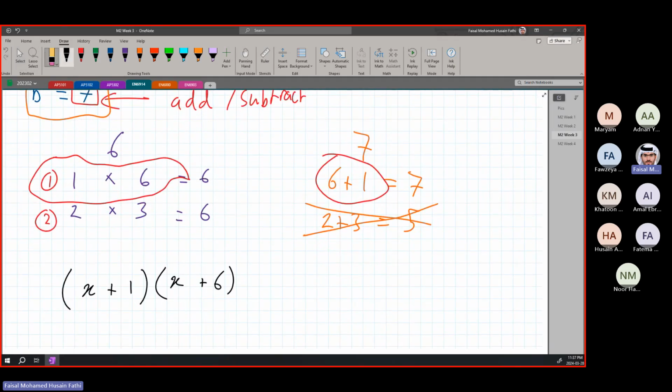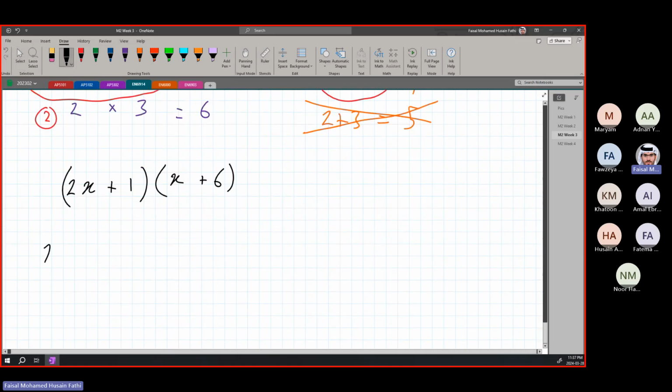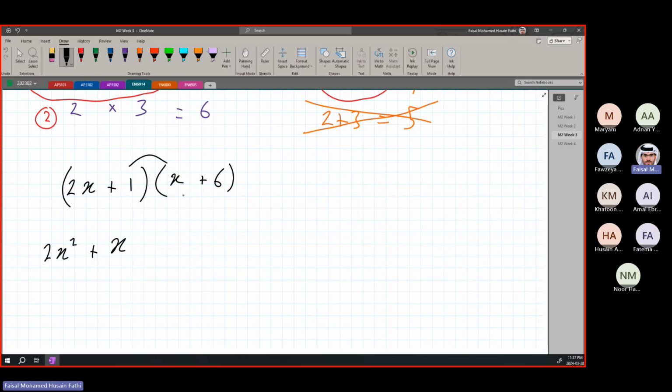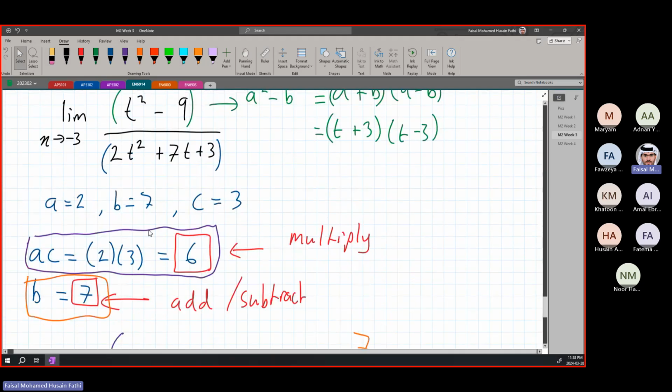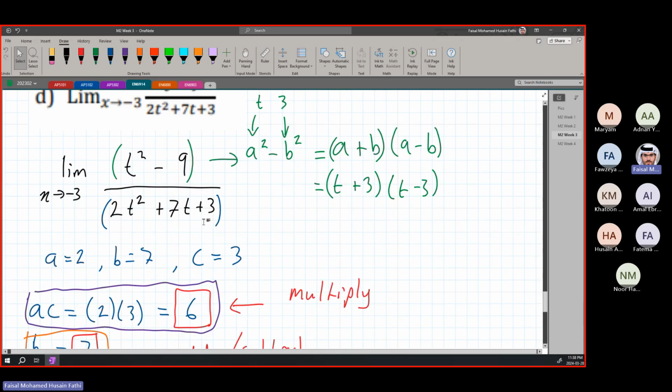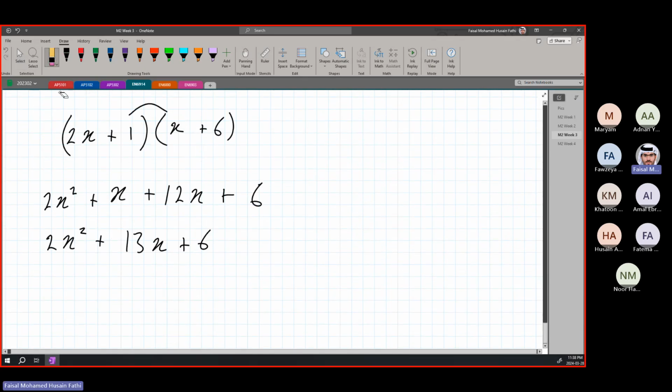If we put the 2 over here, and we distribute, it is going to be 2x squared plus 1 into x, it's going to be x, plus 2x times 6 is how much? It is 12x, plus 6 times 1, which is 6. If we simplify this, this is going to be 2x squared plus 13x plus 6. Now, if you notice, we don't have 13x here, or t. We have 7t. So we cannot put the 2 here. The 2 should go over.